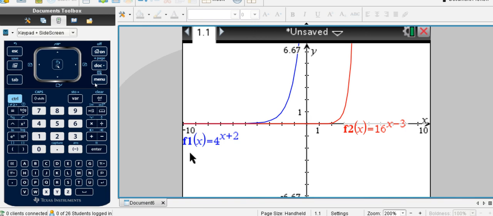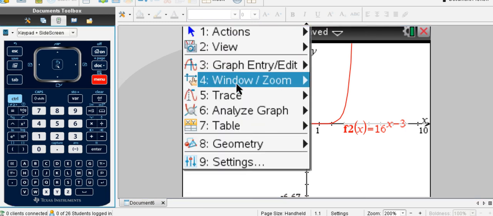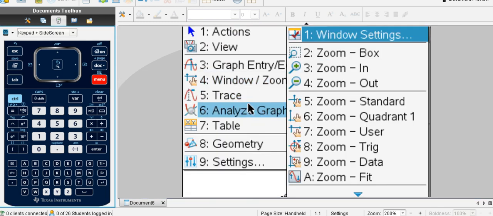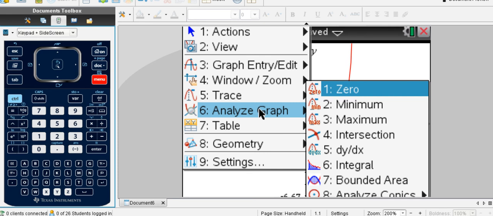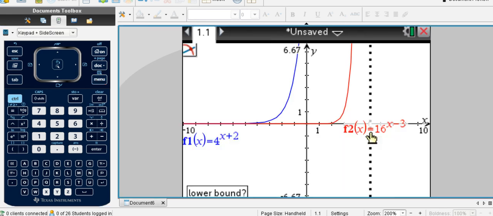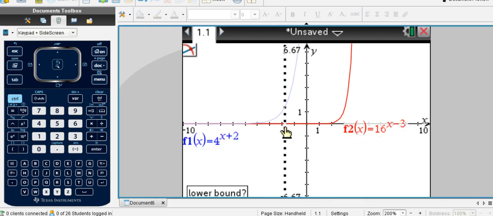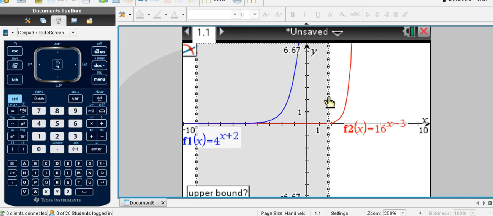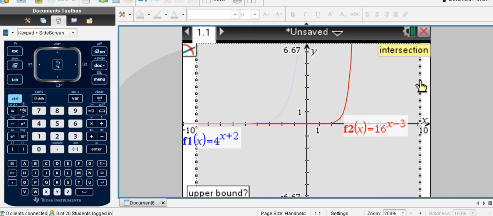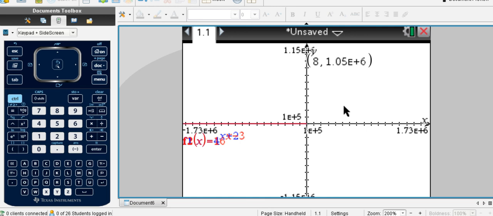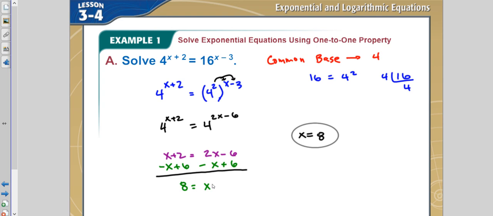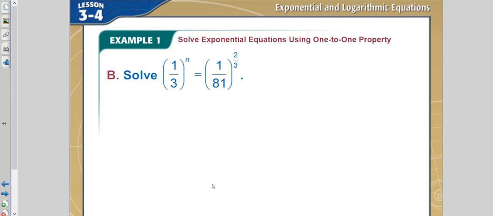Now we go to menu, and we're going to search for an intersection. So analyze graph. We want an intersection, and we think the answer is 8. Now I can go all the way back here and look, and as I click, you'll see there's no intersection there, but when I drag it past here, it should tell me, yep, my intersection is at 8. So we did it correctly. I'm going to go on and try the next one. So again, that was just a technique of seeing how to solve it.